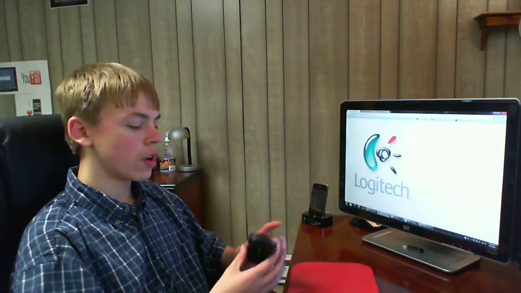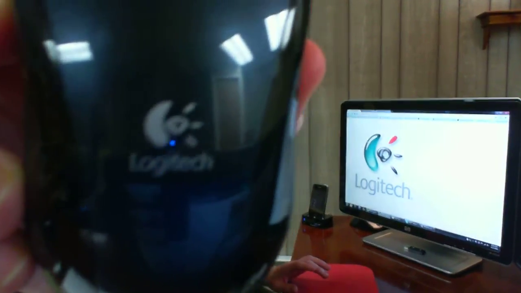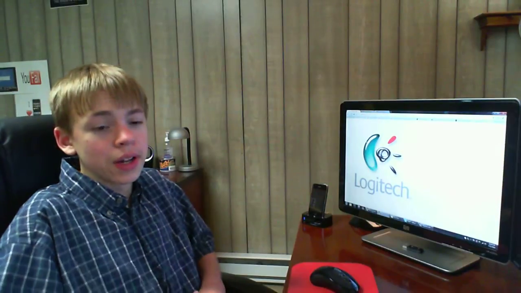Again, I love Logitech products. For the win. Their keyboards and mice are amazing. They kind of suck at everything else, but they're awesome at that.